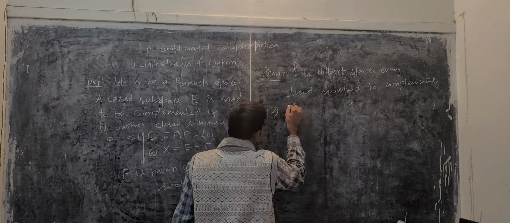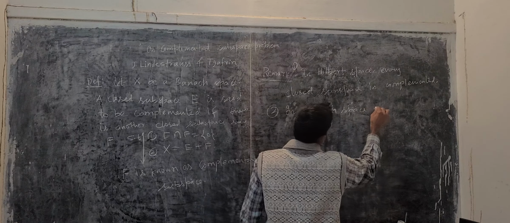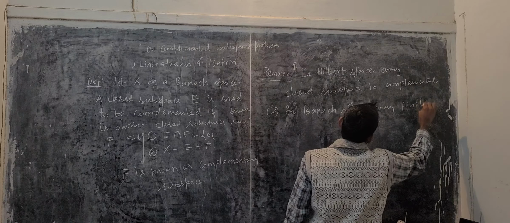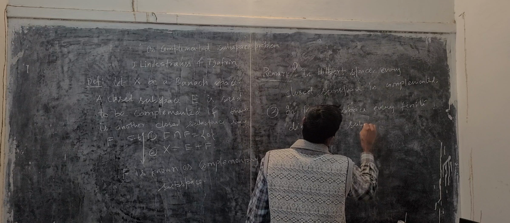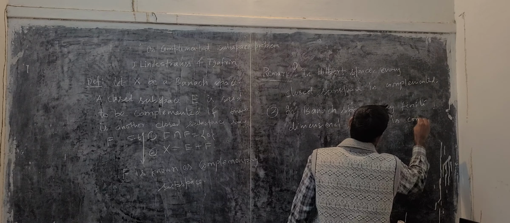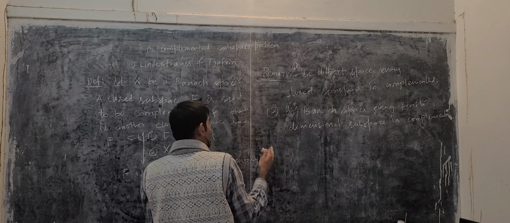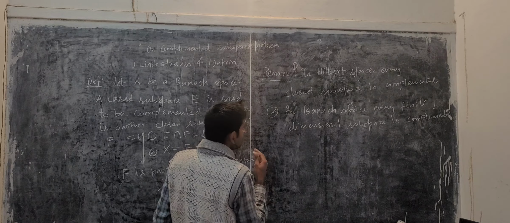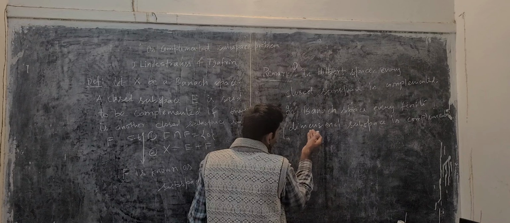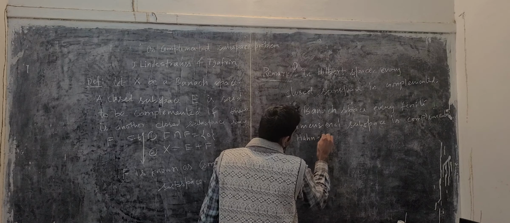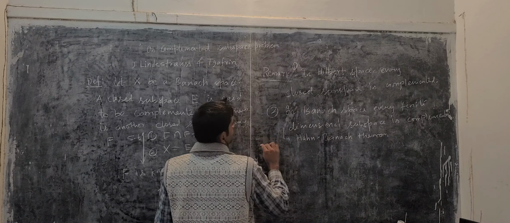The second result is: in a Banach space, every finite dimensional subspace is complemented. One can find the proof of these results on the internet, so it is not very difficult. I am giving a hint to prove this result: one can use the Hahn-Banach theorem. The Hahn-Banach theorem is the essential part of proving this result.